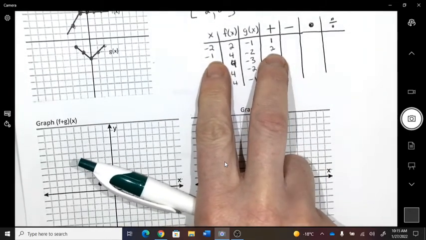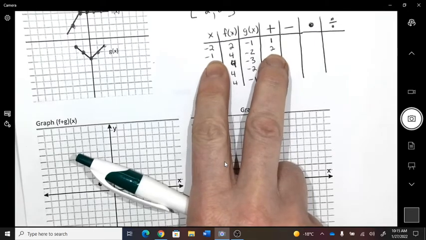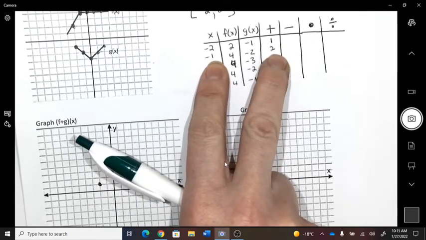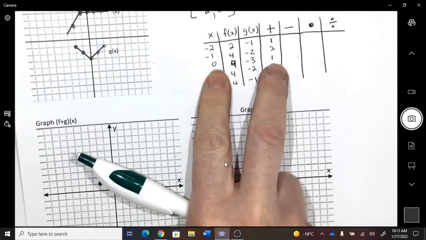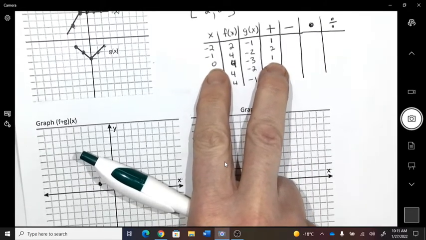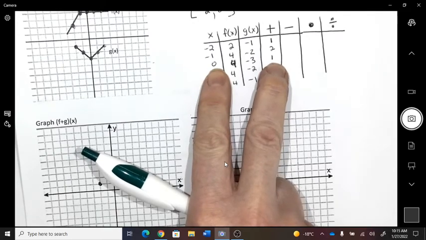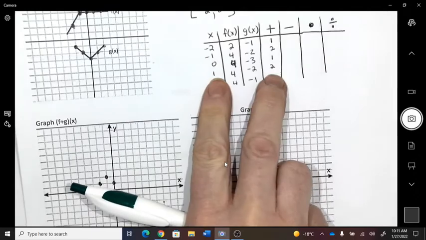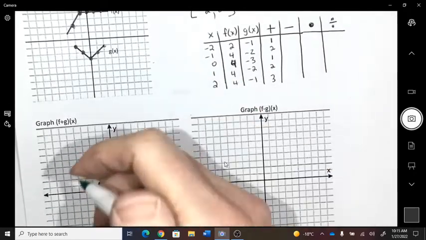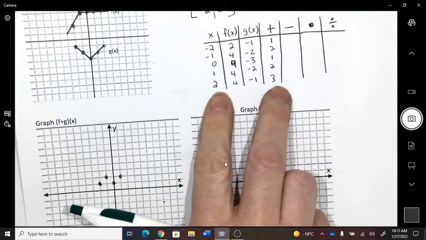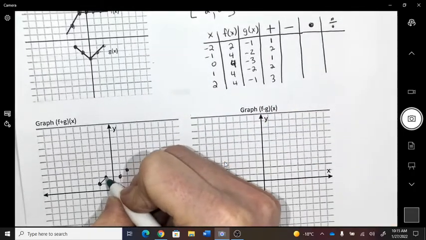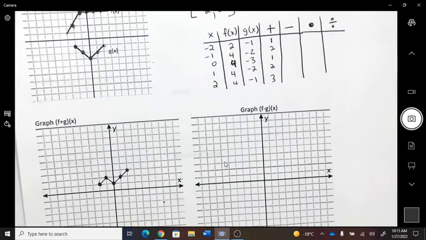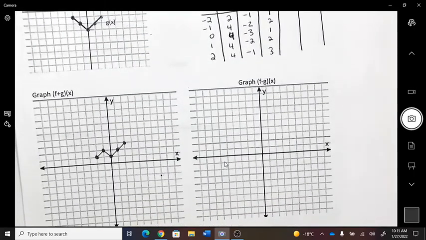Okay, here's your next coordinate when you add them together. At -1, when we added them together, it was a 2. So -1, 2. The next coordinate when we added them together was 0, 1. 1, 2. And then the last coordinate is 2, 3. Okay, so this is going to look like that. Obviously, when you're graphing things, pay attention. Does it have arrows? Then yours has arrows. If it doesn't, yours doesn't, right?